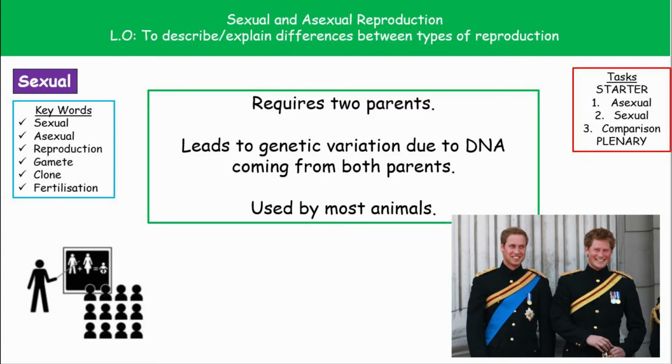And it's sexual reproduction that the vast majority of animals use. So even where we've got the same two parents, then what we'll find in the offspring is they're not all identical. And I'm sure if you think of some siblings that you know, then you can look at them and think, well, there's some similarities there, but it's quite clear they're individuals. And I've given you the example there of Prince William and Prince Harry. So what we see, two parents, and we then get genetic variation due to the DNA coming from both parents. So make sure you've got those 3 points written down in your book.